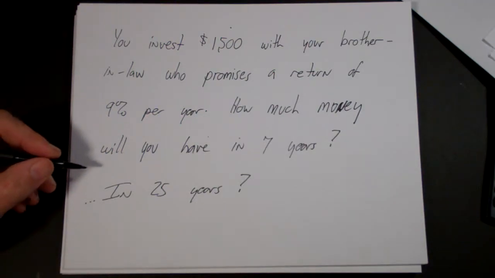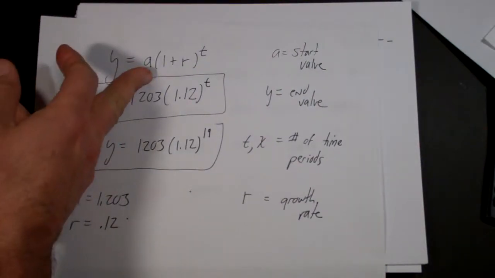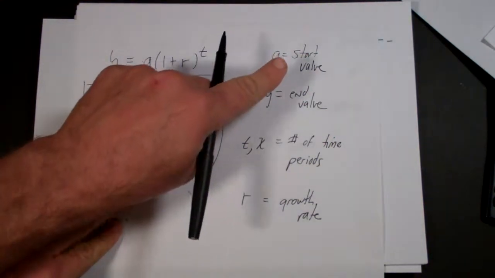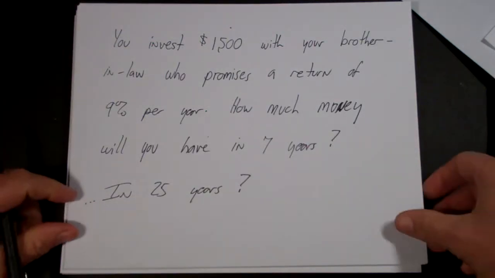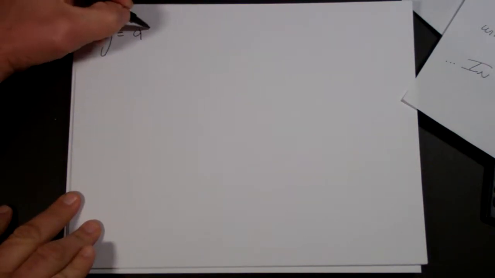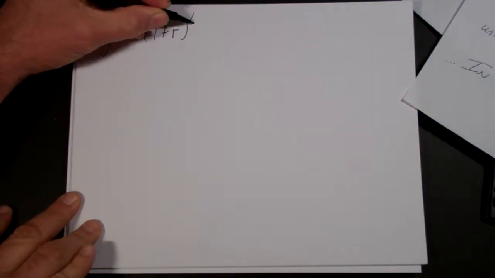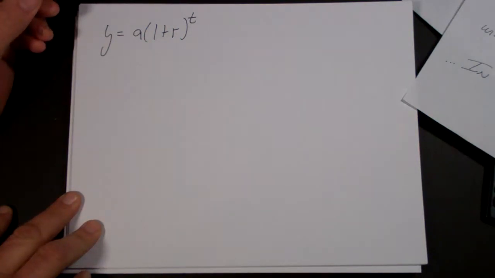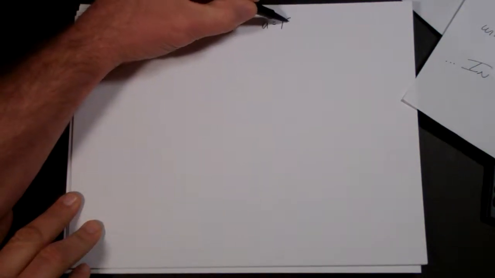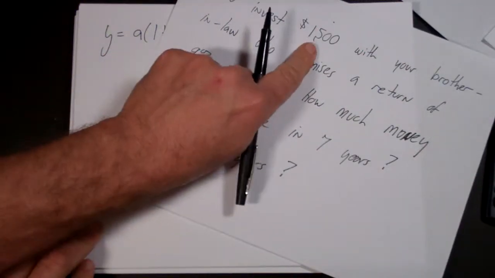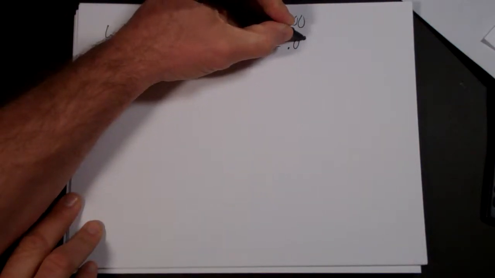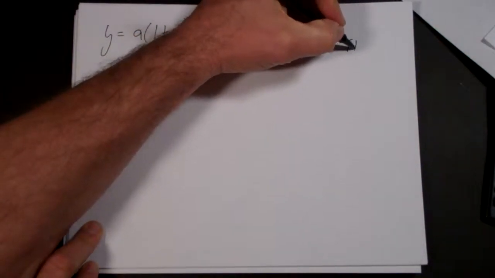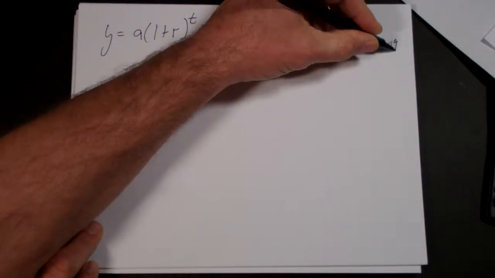So we use exactly the same formula we did before, right? y is equal to a, 1 plus r to the t, where a is the starting value, y is the ending value, t or x are the time periods, and r is the growth rate. We're going to assume for a moment that you can believe your brother-in-law. It's not always a good idea. So you have 1 plus r to the t. In this case, a is 1,500. That's the amount of money you start with. The growth rate is 9% per year, so that's 0.09. We're going to convert that to 1 plus r is equal to 1.09.